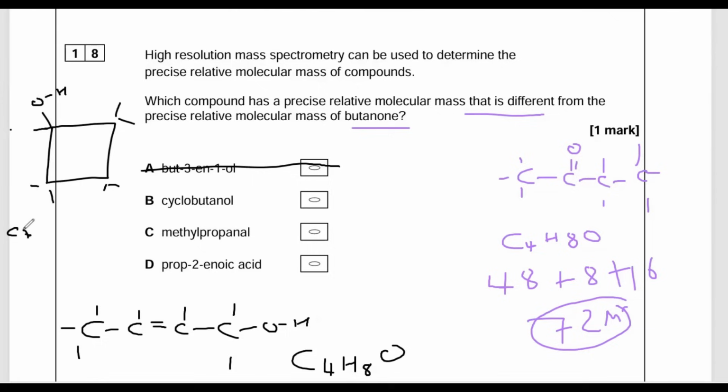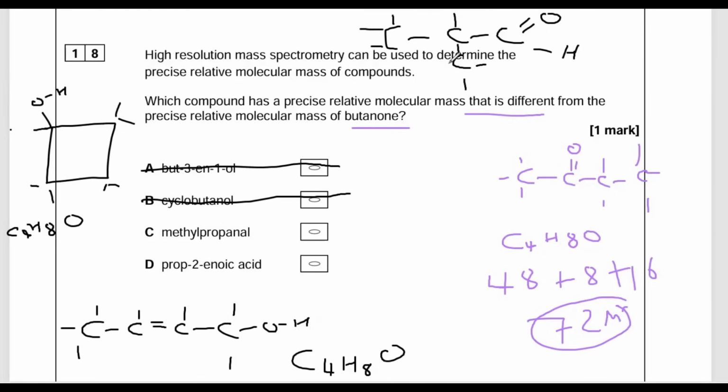If we look at cyclobutanol, this is going to be C4H8O once again. And then if we look at methylpropanol, that as well is going to be C4H8O. Oh my gosh, let's look at prop-2-enoic acid.